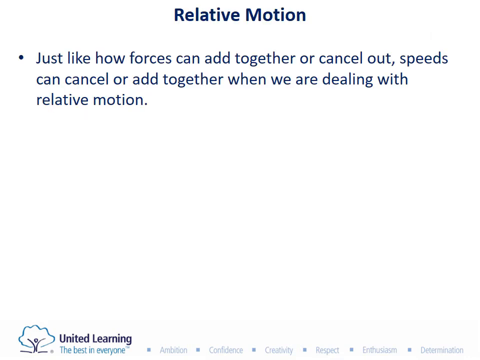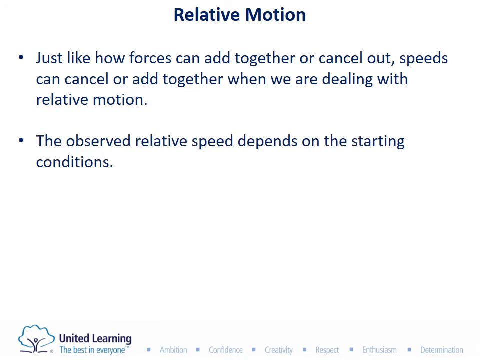If you remember when we first started looking at forces and how we treated them as vector values, they can be added together or taken away to give a resultant. Well, we can actually do the same thing with speeds, and that's what gives us something called relative motion. It's always about the observed relative speeds. It's about what one observer in an object sees relative to the other.